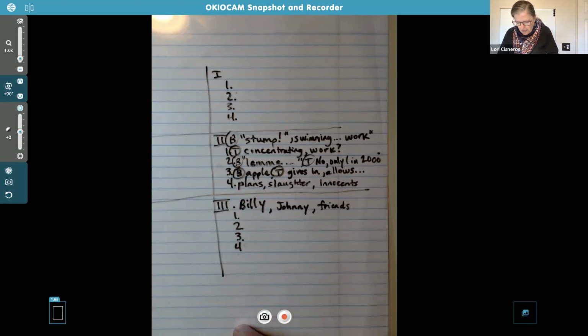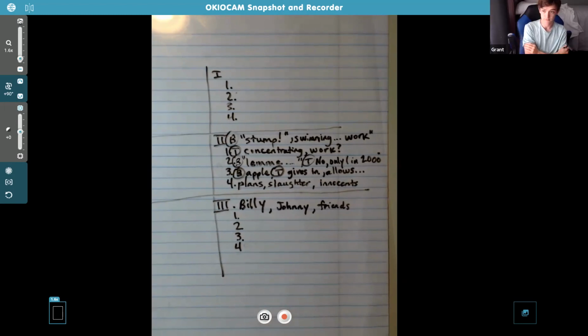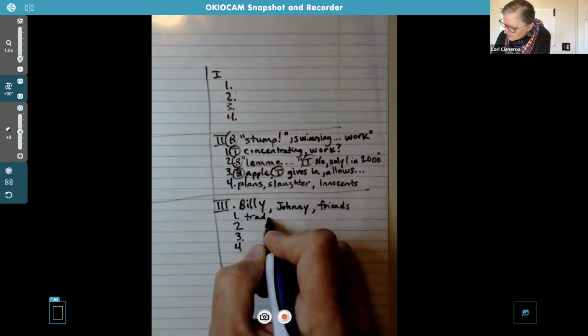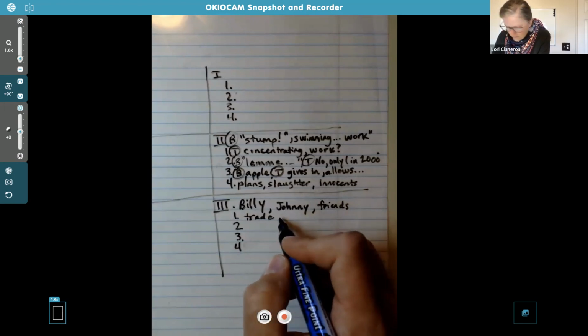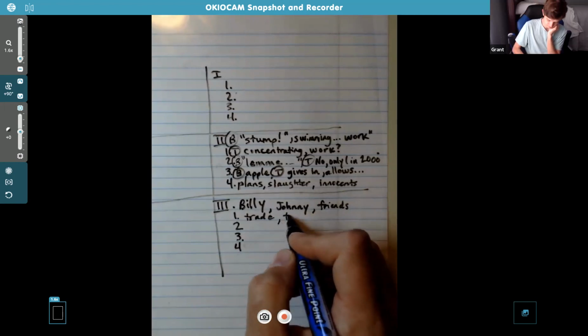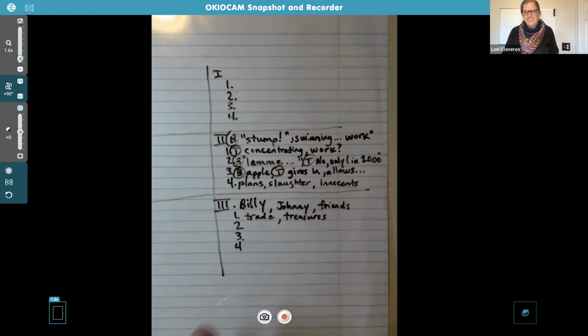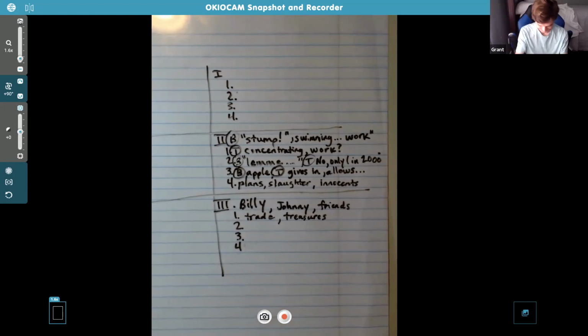They all get a turn painting, but in order to get their turn, what do they have to do? Trade. Trade, right. What are they trading? Treasures, yeah. I was going to say junk, but this is treasure. To him it's treasure, or to the boys, I guess it's treasure. But to us it would be like junk. But yeah, so they're trading treasures.